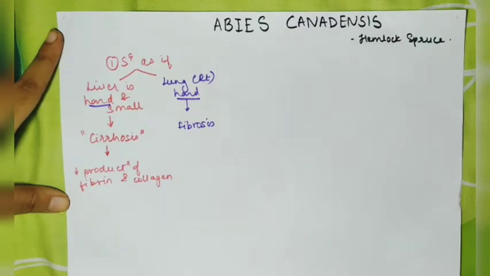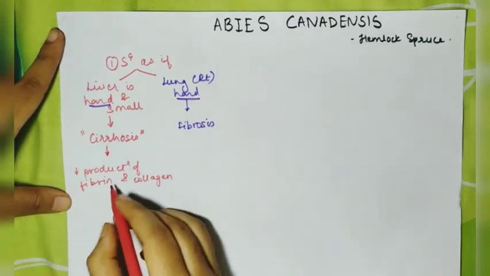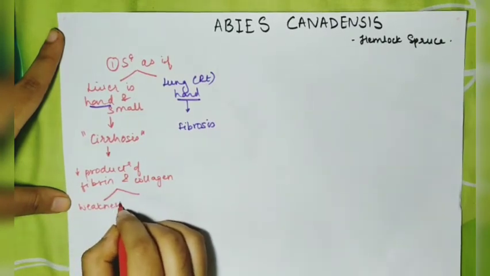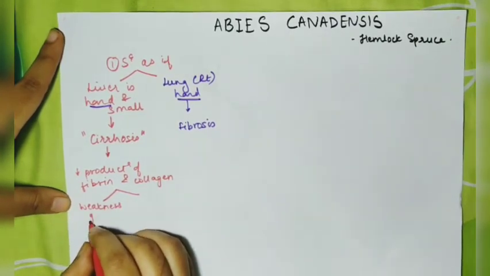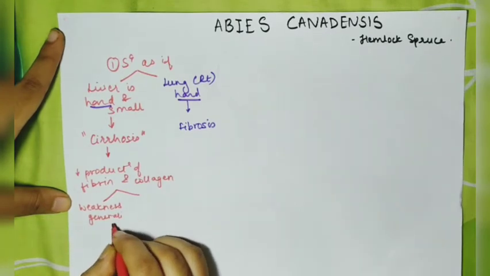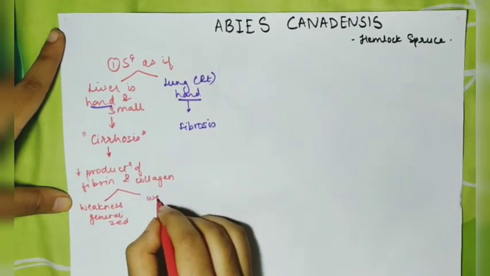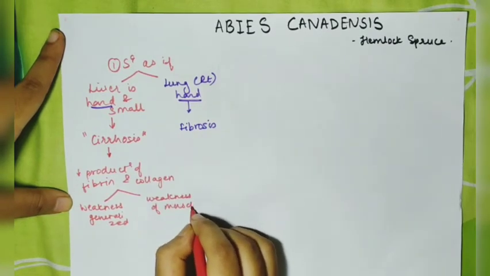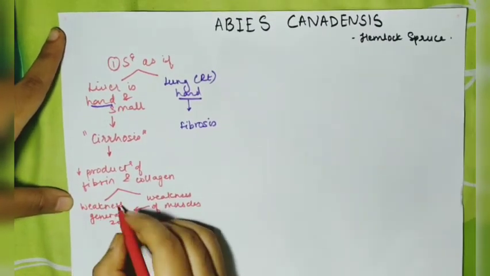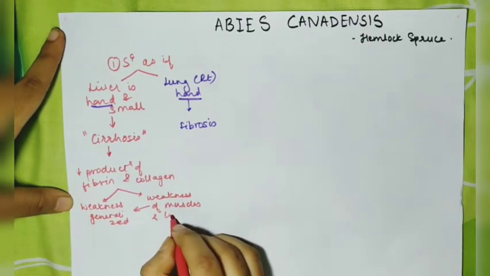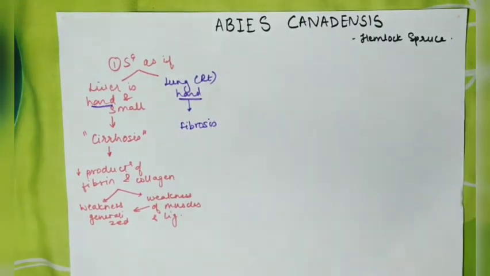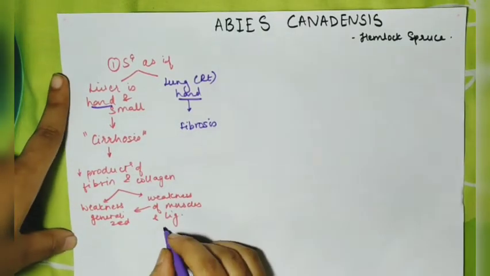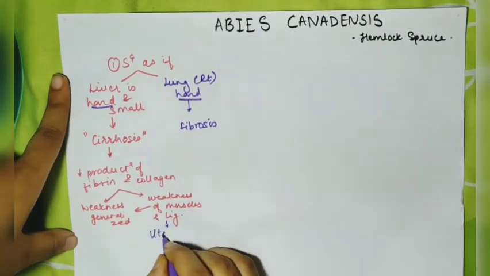What is this causing? What is its effect? One, there is generalized weakness, and another thing is weakness of muscles, which again is a factor contributing here, and ligaments. The main place where we can see this weakness of muscles and ligaments is in the uterus.